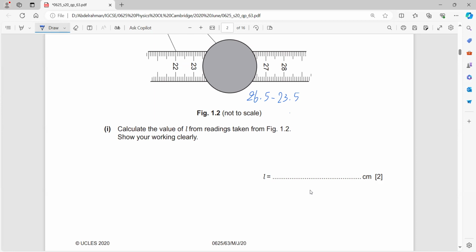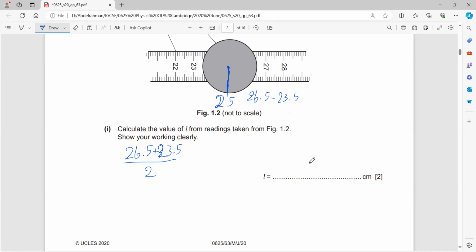But again, how can I find the center of this point? How can I find the center of mass or whatever? We find the average, right? 26.5 plus 23.5 divided by 2 is 25. So the center here is at what? At the 25 mark. The center is at the 25 mark.